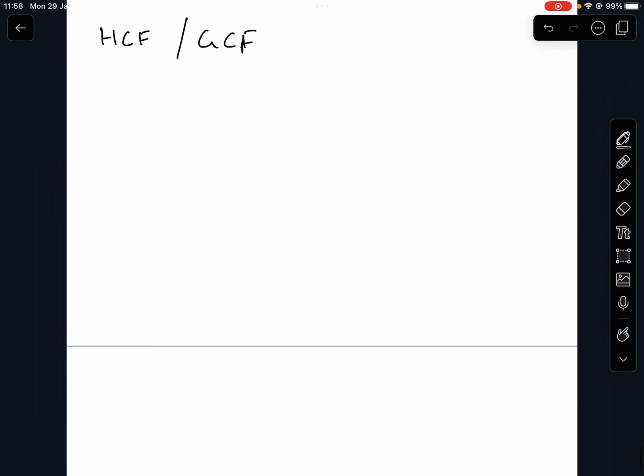Okay, now let's look at HCF, or you can also call it GCD. Highest common factor or greatest common factor.